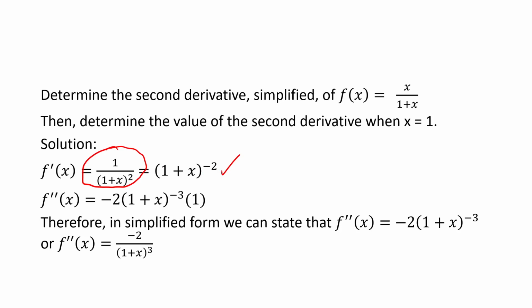So turning this into 1 plus x quantity to the negative 2, I can then determine the derivative of that, which will be negative 2 times 1 plus x quantity to the negative 3 times the derivative of the inside of that bracket. So we end up with negative 2 times 1 plus x quantity to the negative 3, or in other words, negative 2 over 1 plus x quantity cubed. That's what f prime prime of x is equal to.